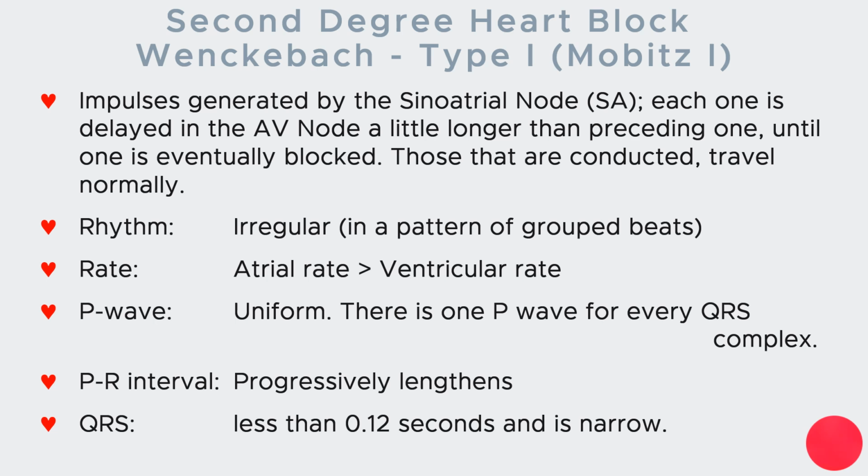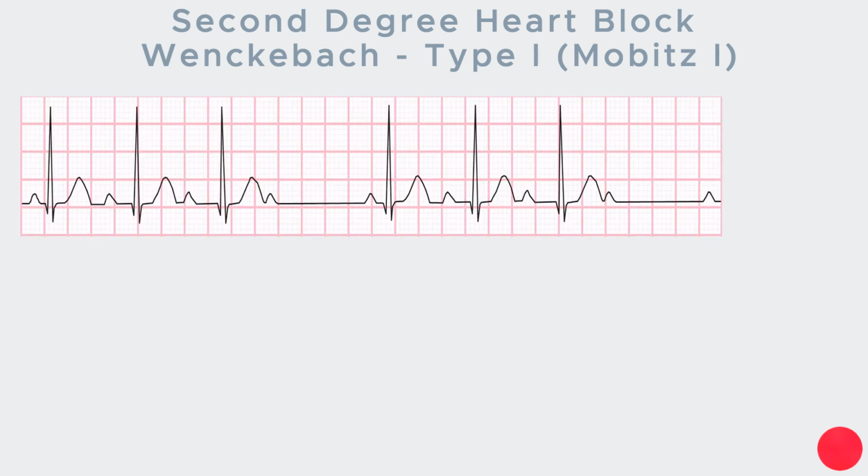P waves are going to appear uniform, and there is one P wave for every QRS complex. When looking at your PR interval, it is going to progressively lengthen. The phrase goes longer, longer, longer, drop. Now I have a Wenckebach. Your QRS complex will be narrow, measuring less than 0.12 seconds.